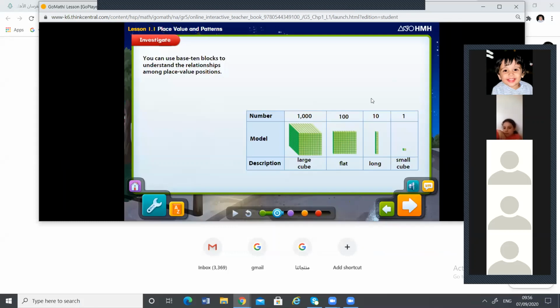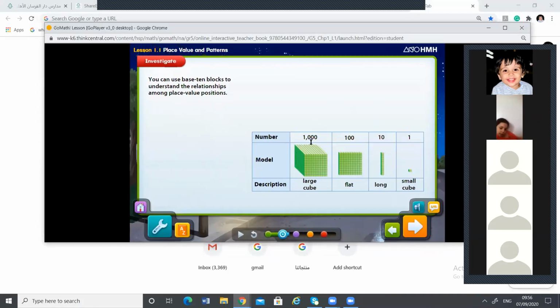Girls, when you see this, the first box, what is it called? It is called a large cube. What is the value? 1,000. And then next, when you see this, this is called the flat.